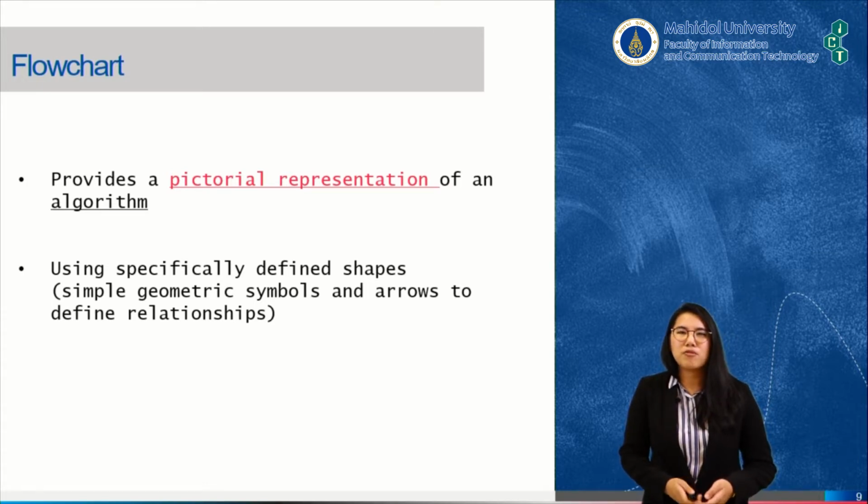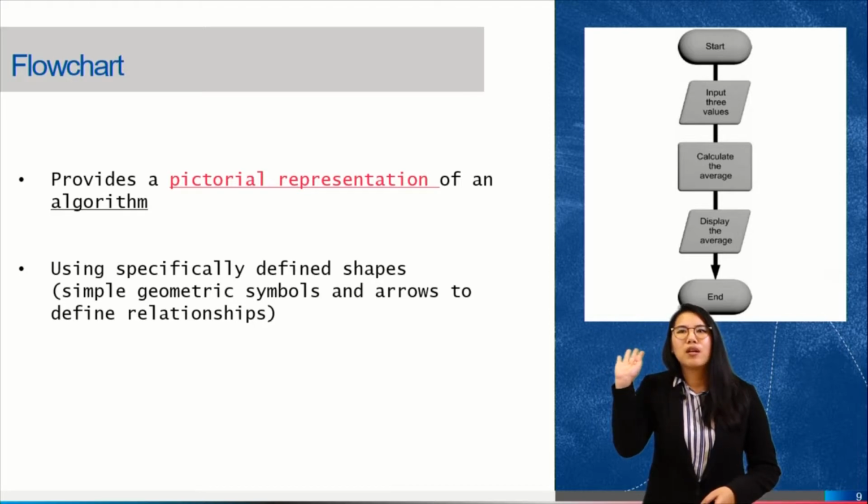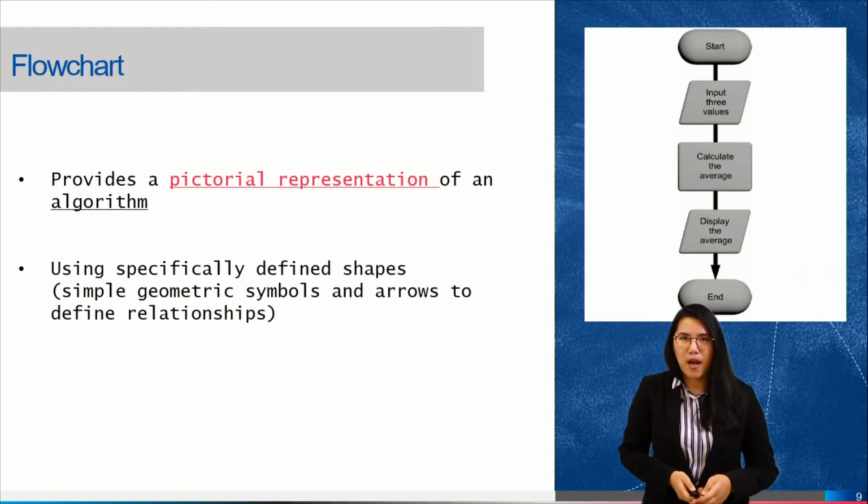So it helps you to see the flow and the shapes that demonstrate what the processes are. An example is over here. It starts with start, and then you input three numbers, and then you calculate the average. And lastly, you display the average, and then that's the end. So you can choose between the two of them.